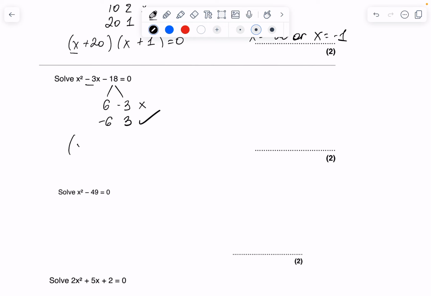So x minus 6 and x plus 3 equals 0 is the correct answer. Now I'm going to make each set of brackets equal to 0.